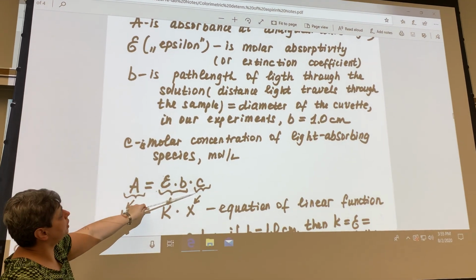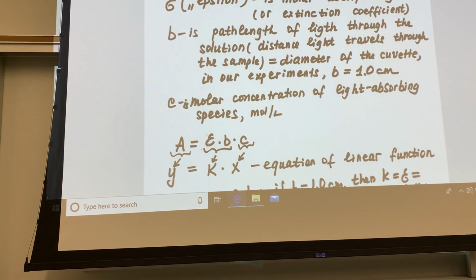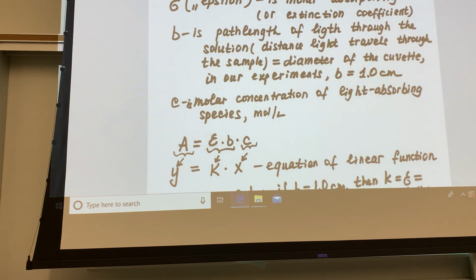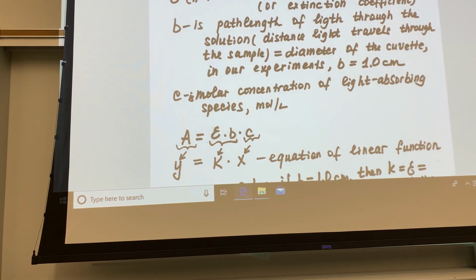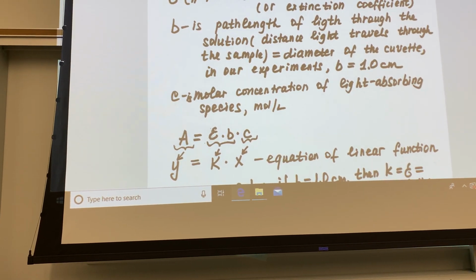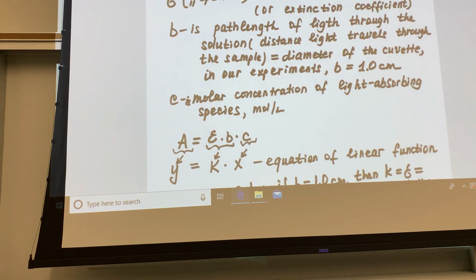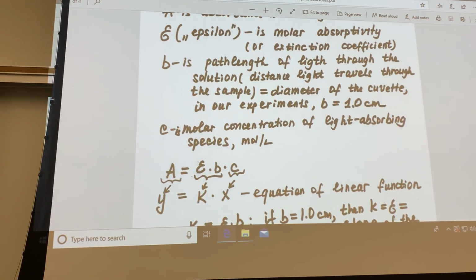we treat Beer's law in terms of graphical representation. So you're going to have to create what's called a calibration graph. You have done this type of calibration graph for Beer's law before in Chem 1240, so hopefully this is more or less a review for you.